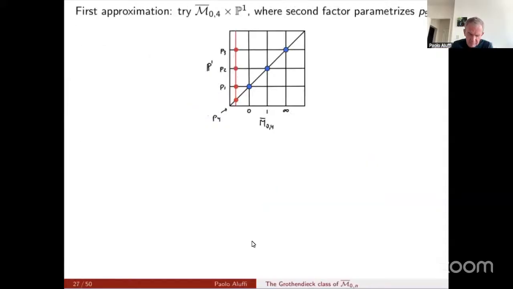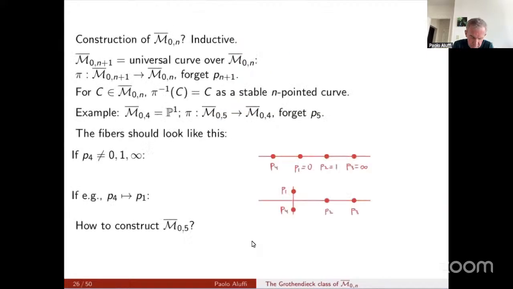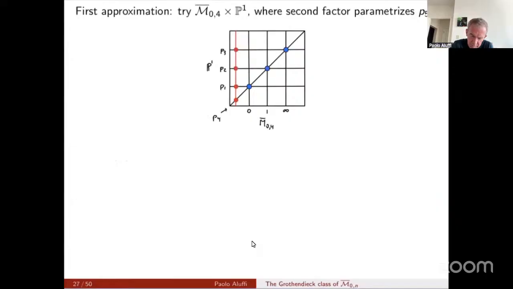How do you construct that? Well, you first approximate it. You take M04 bar, the base, and just cross P1. After all, we are parameterizing points on P1. And that works almost always. If you are on a point that is not 0, 1, or infinity, the corresponding fiber looks exactly like what it should look like. I had it in the previous slide. Over points that are not 0, 1, infinity, I should see a P1 with 4 points. That's what I see over here, a P1 with 4 points.